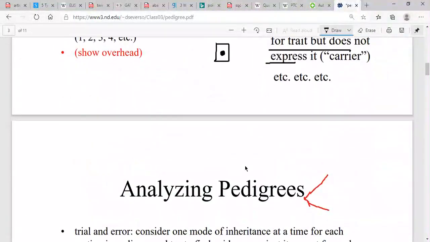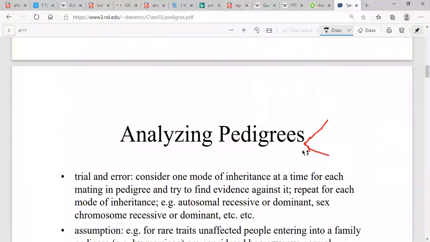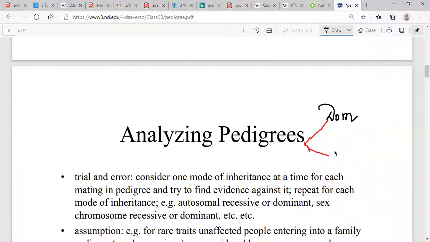So first we have to know how to analyze a pedigree. There could be 5 different types of pedigree that we can study. So either a pedigree could be dominant. I shall be discussing how to identify whether a pedigree is dominant or recessive. So there could be 2 different types of pedigree, either dominant or recessive.